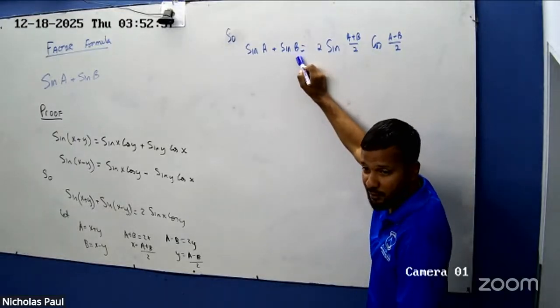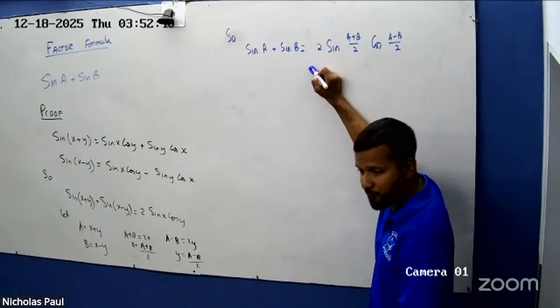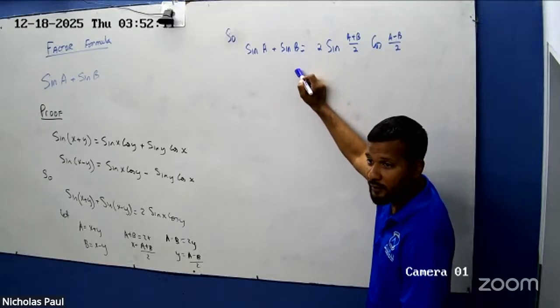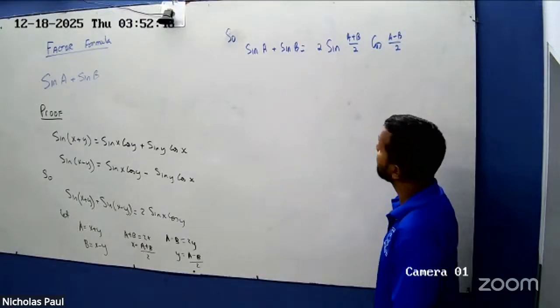You can do the same thing and you can get the formula for sine A minus sine B, cos A minus cos B, and cos A plus cos B. Go ahead, have fun.